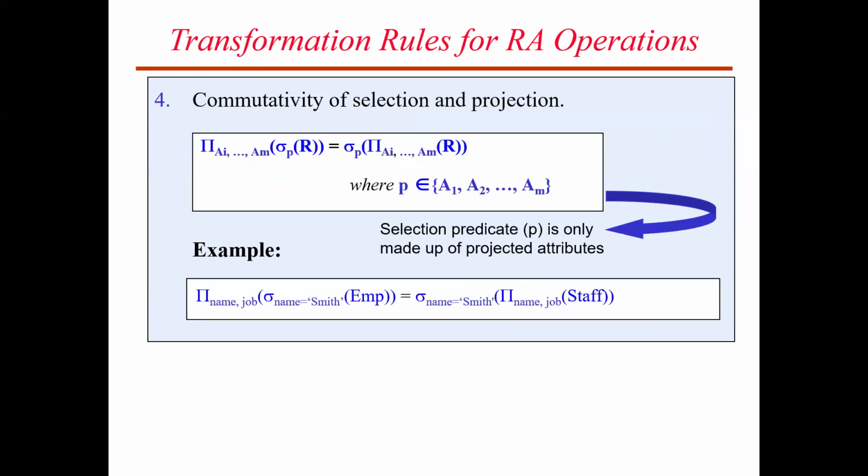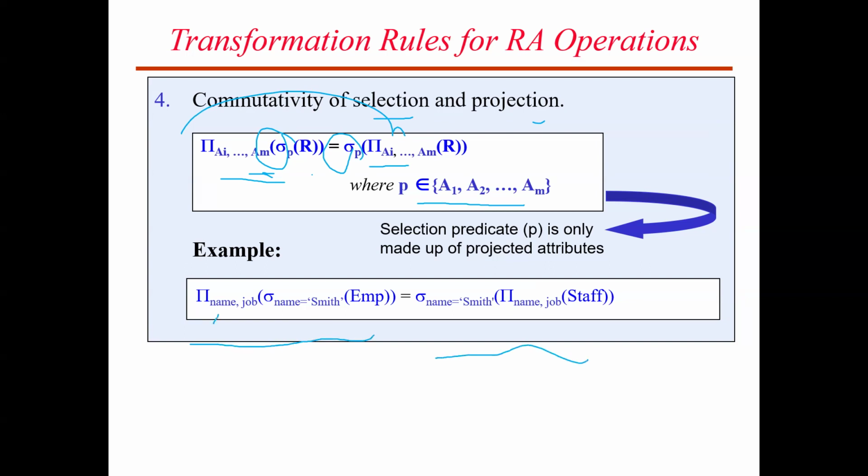Commutativity of selection and projection. Here we have the predicates. If you have to project attribute 1 and attribute 2 where the condition is P on R, then it is equivalent to taking the selection out of the bracket first and then putting all the projections inside the bracket. For example, here your LHS is equal to RHS.